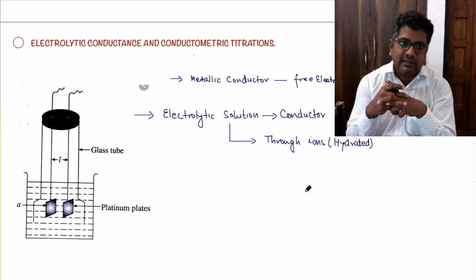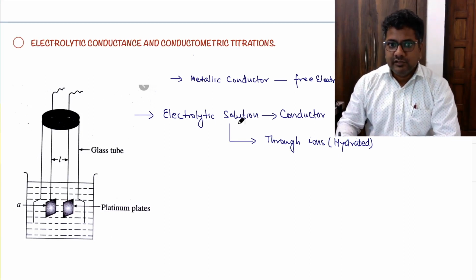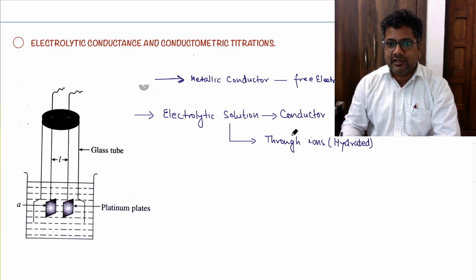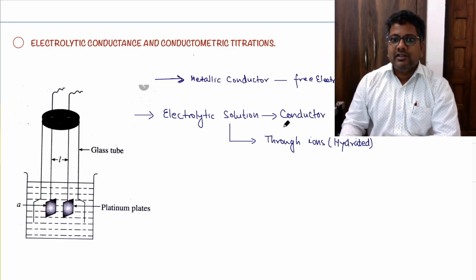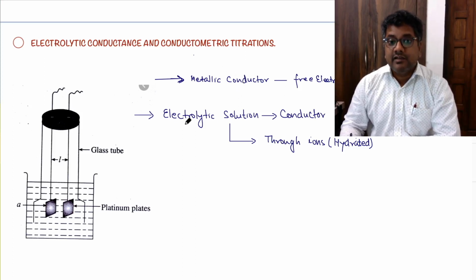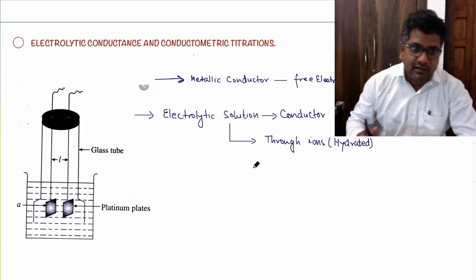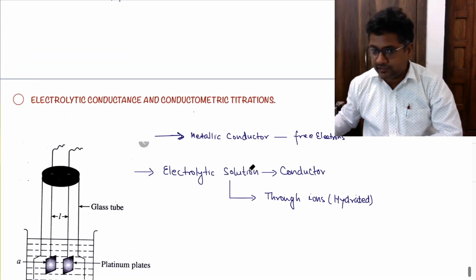One basic difference between metallic and electrolytic conductors is that with rise in temperature, the conductivity or conductance of a metallic conductor decreases, but the conductance of an electrolytic solution increases. This is a fundamental difference between a metallic conductor and an electrolytic solution as a conductor.